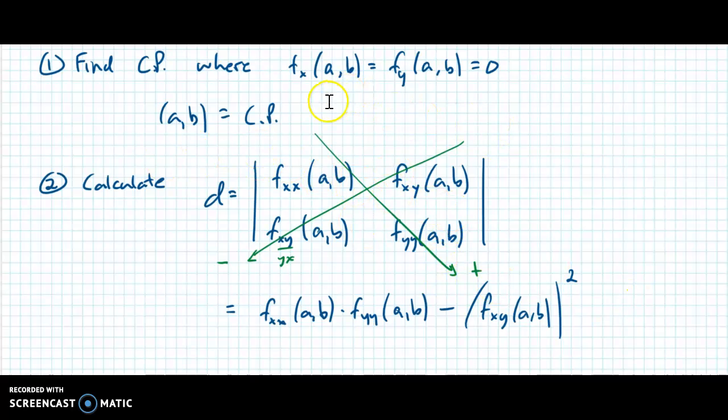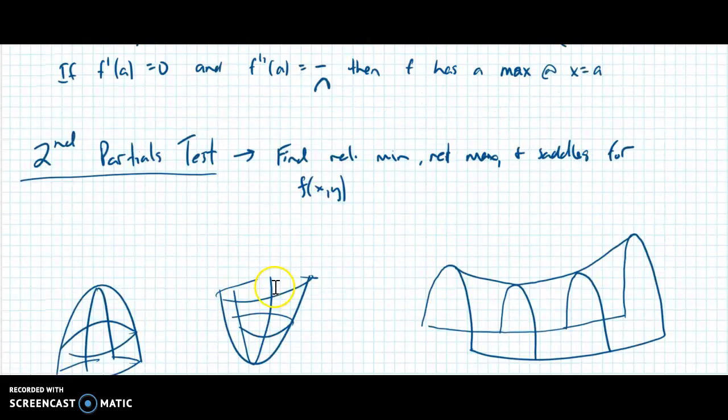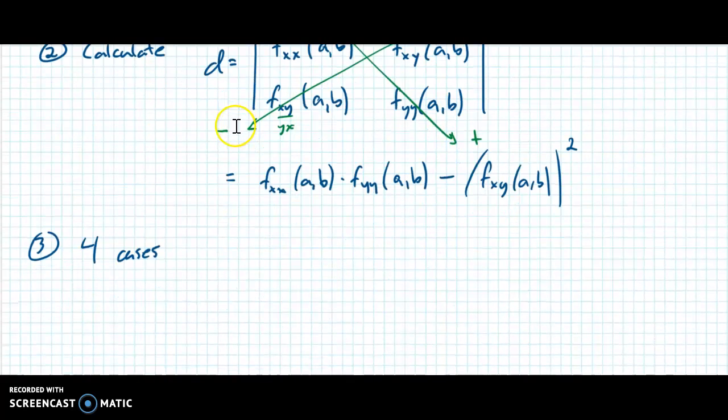And I'll show an example in a little bit if it's starting to get confusing. But there are 4 cases. So step 3 is we have 4 cases. And this part is like this secondary part of the second derivative test in 2D.